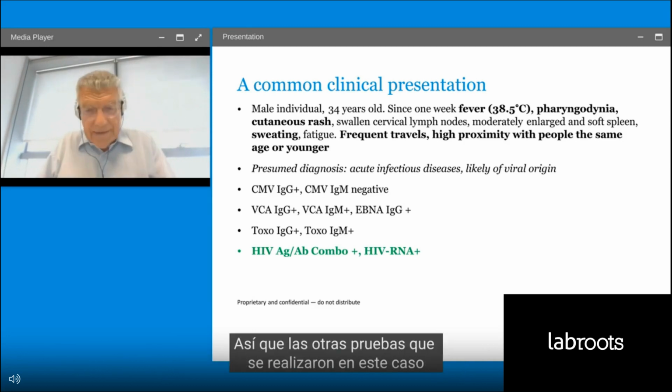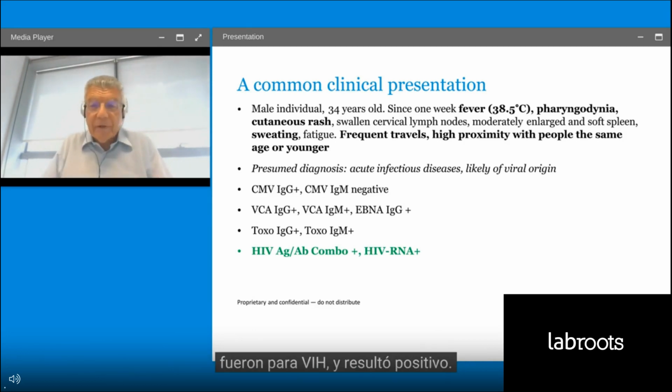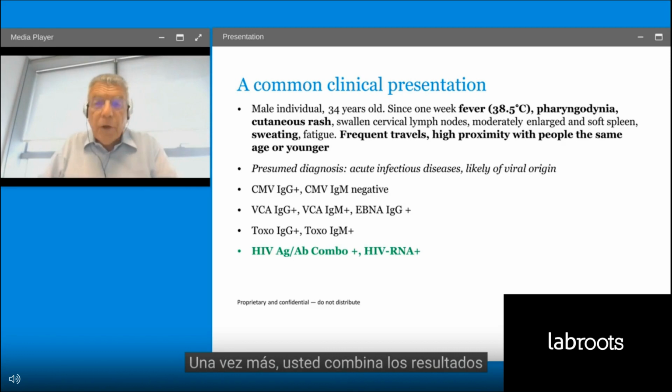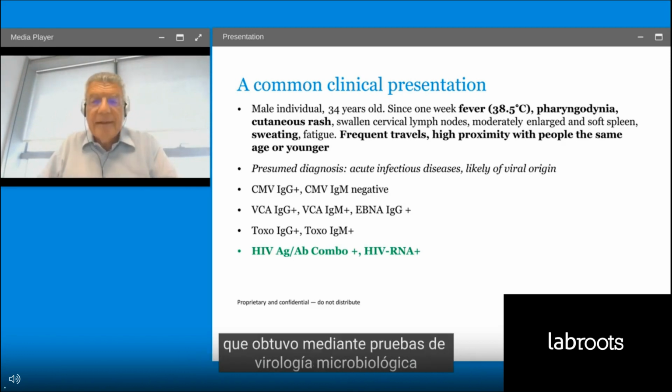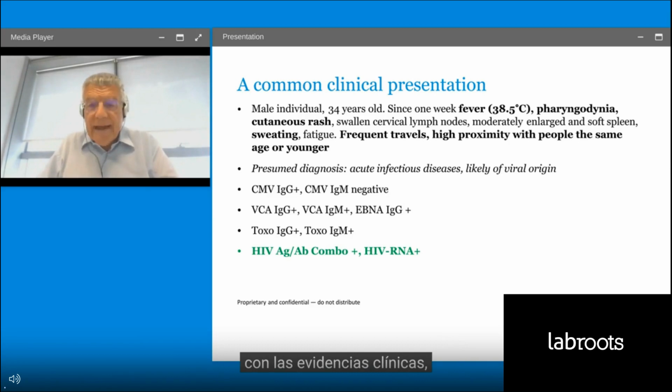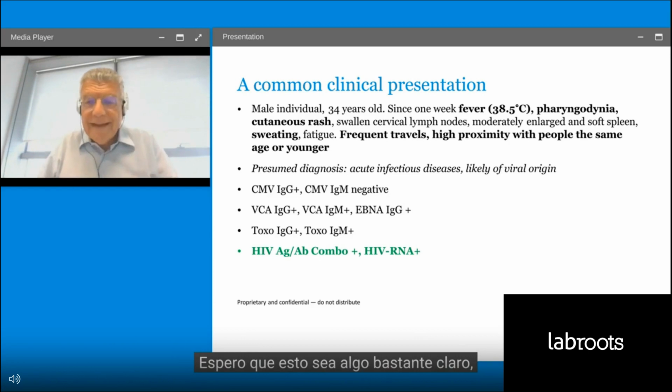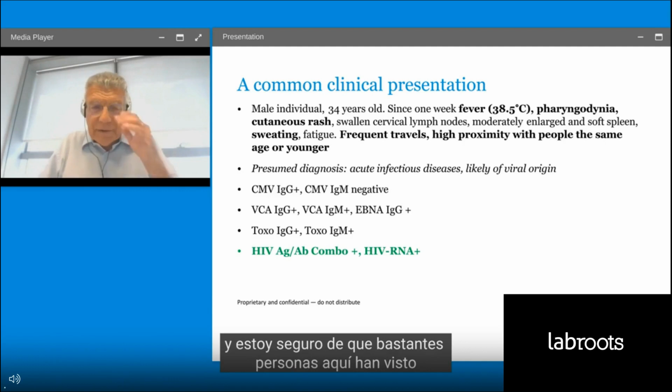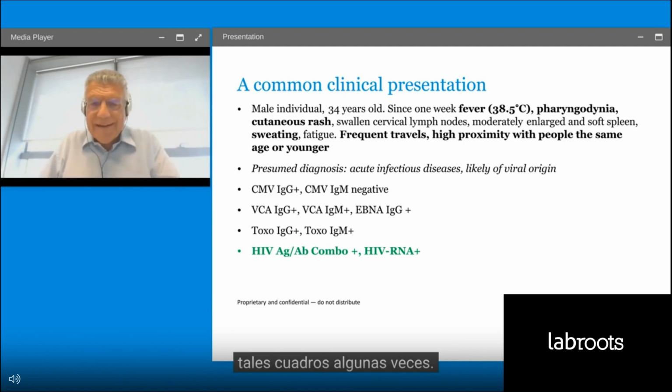So the other tests that have been performed in this case were for HIV, and it came up as positive. So this is an acute infection by human immunodeficiency virus, and this was the final diagnosis. Once again, you combine the results that you obtain by microbiology and virology testing with the clinical evidence, and you end up with a defined diagnosis. I hope this is something that is pretty much clear, and I'm sure that quite a few people here have seen such a picture at least sometimes.